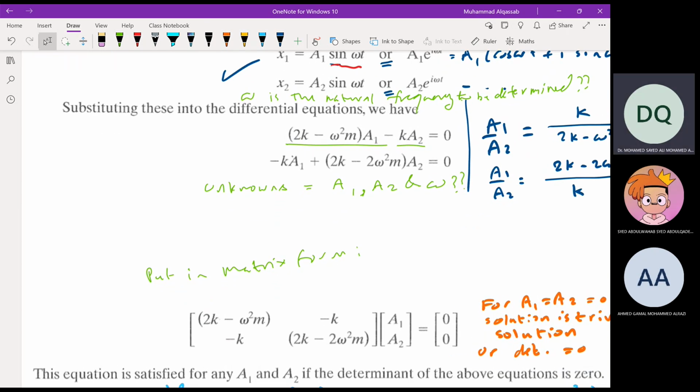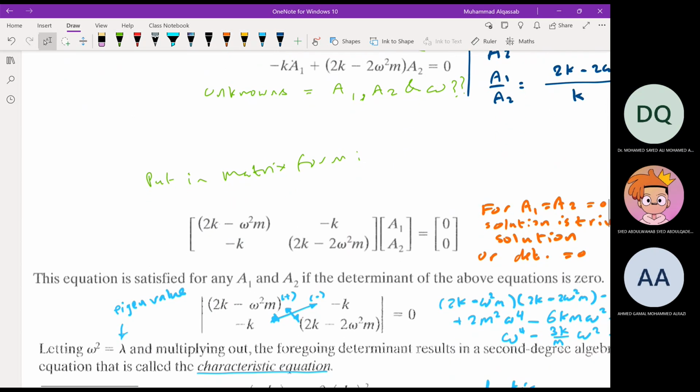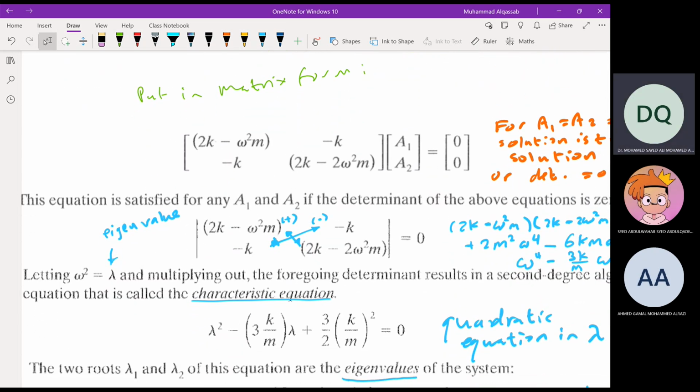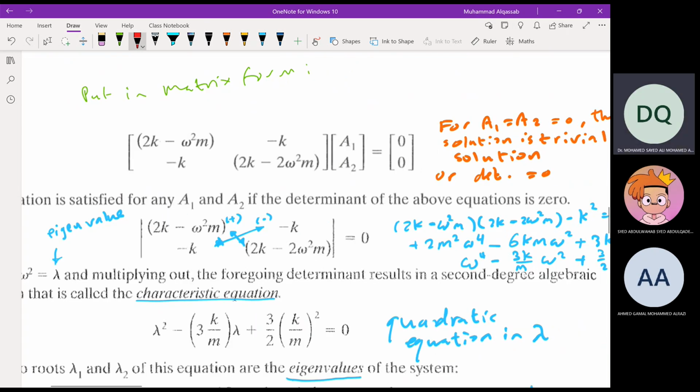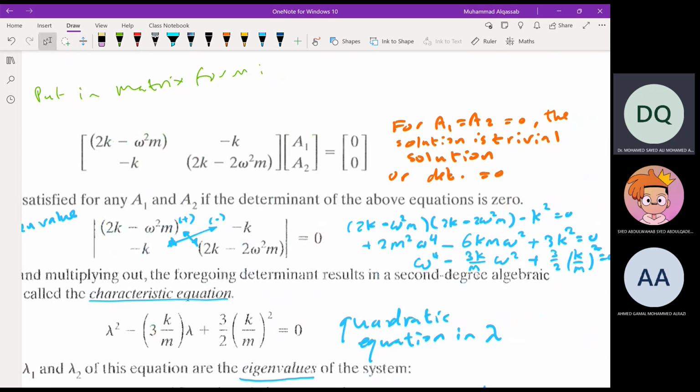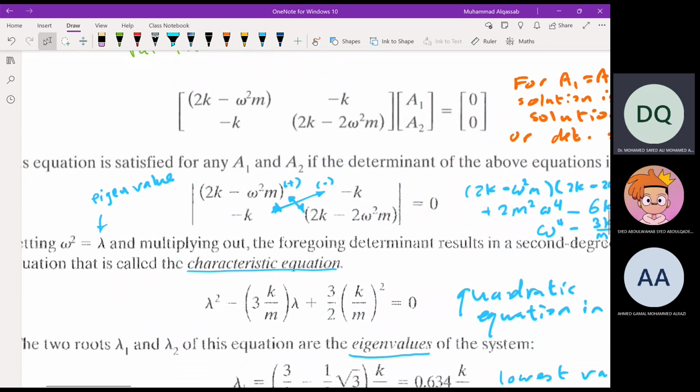in which there are 3 unknowns, a1, a2, and omega. So in order to see how we can seek the solution, we put this in matrix form. And as you can see, it is the coefficient matrix multiplied by the vector a1 and a2 equal to 0 and 0. So in order to satisfy the right-hand side, it means a1 and a2 equal to 0. This is one solution, and we call the solution trivial, which means there is no vibration. The other solution is the determinant of the coefficient matrix equal to 0.